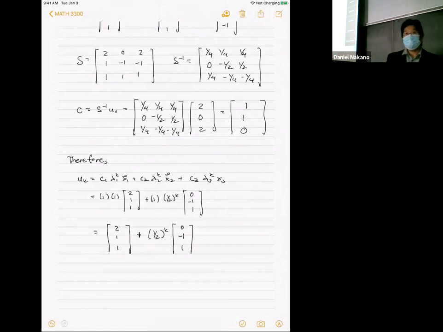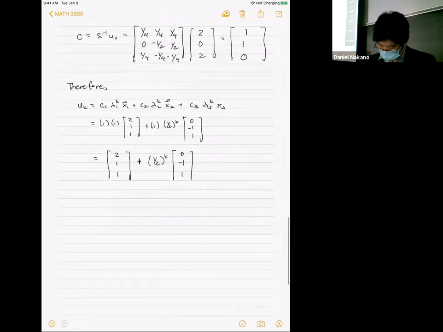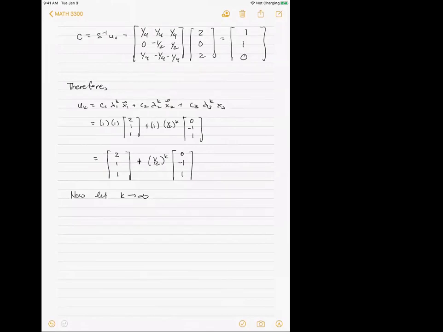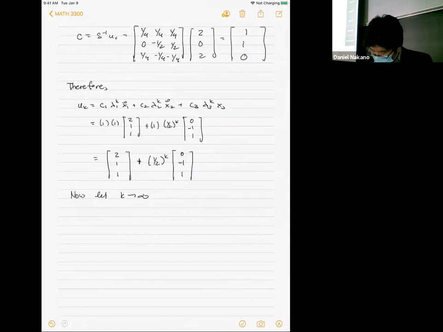All right, now what happens as k goes to infinity? What does the solution tend to? 0, or 2, 1, 1, okay? Because 1/2 to the k goes to 0, right? So that means that u_k tends to 2, 1, 1.